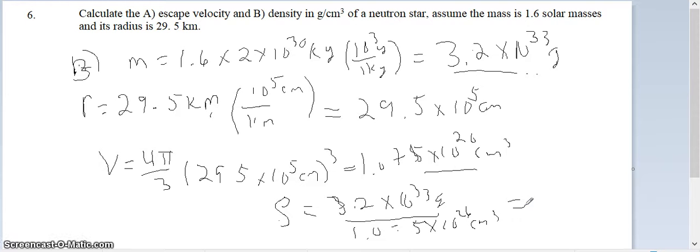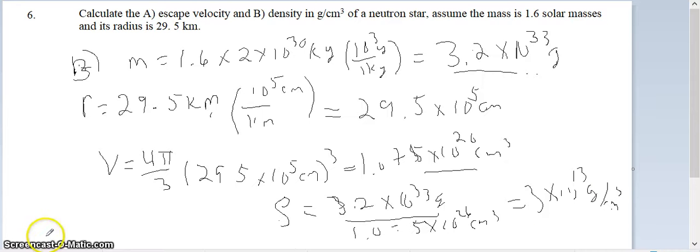I get 2.97. It's close to 3. It's 2.97, so I'm just going to put 3 times 10 to the 13th, and that's, of course, grams per cubic centimeter. All right, so that's part B.